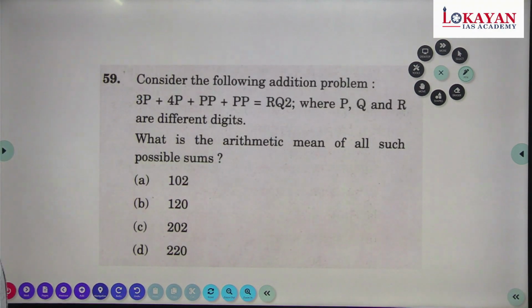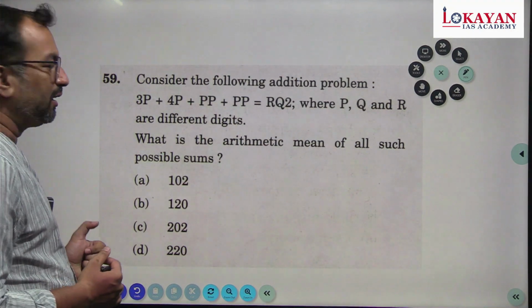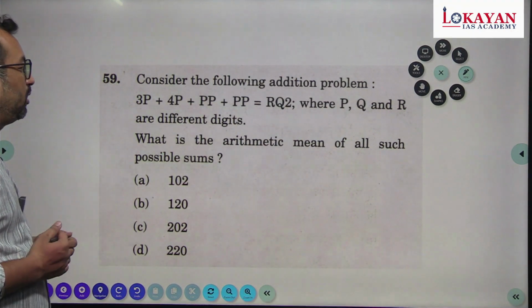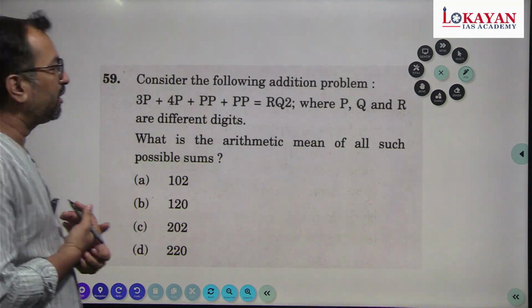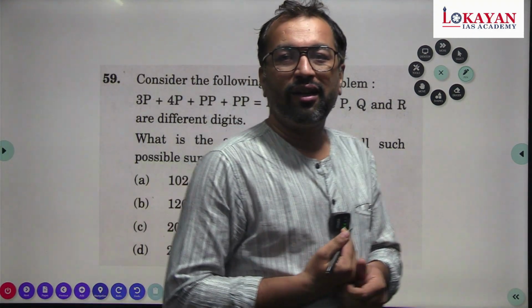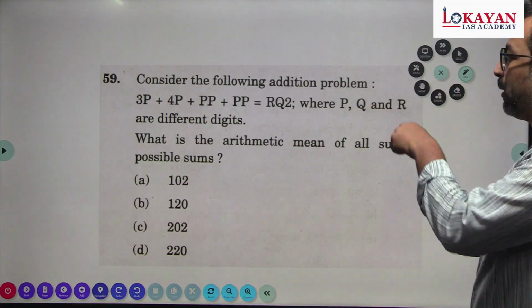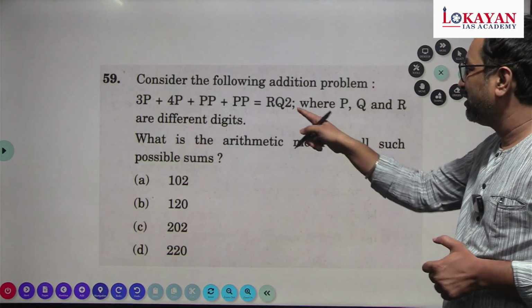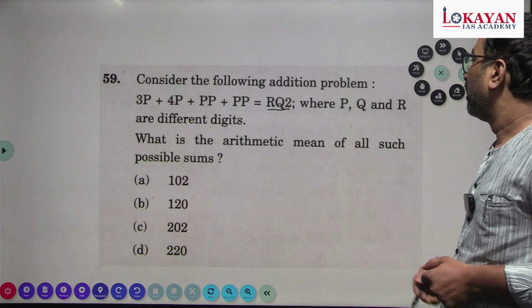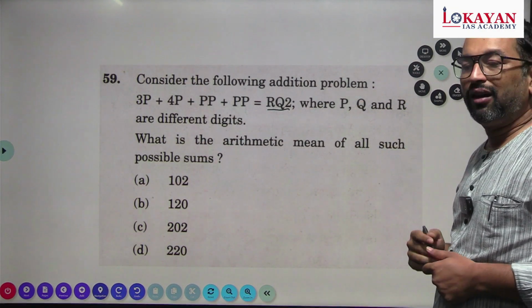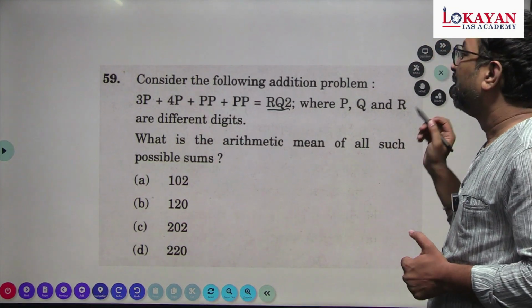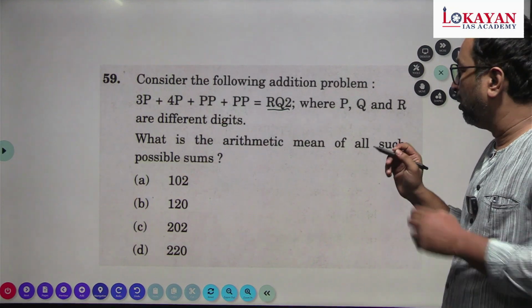Now it's a simplification question. It's like a puzzle. UPSC likes to ask such questions recurringly. Consider the following addition problem: 3p plus 4p plus pp plus pp is equal to rq2, where p, q and r are different digits.